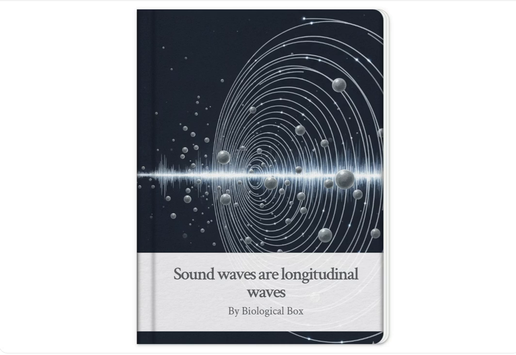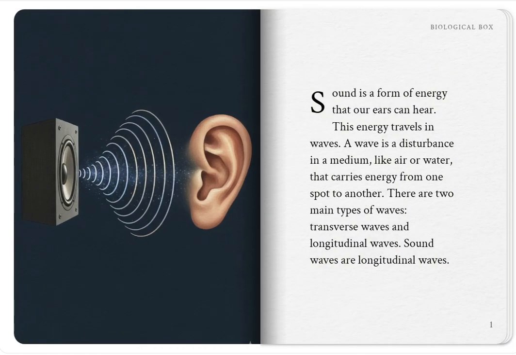Sound waves are longitudinal waves. Sound is a form of energy that our ears can hear. This energy travels in waves. A wave is a disturbance in a medium, like air or water, that carries energy from one spot to another. There are two main types of waves: transverse waves and longitudinal waves. Sound waves are longitudinal waves.